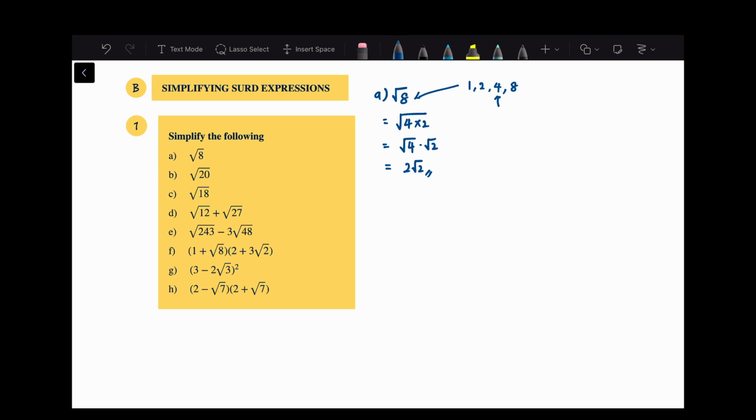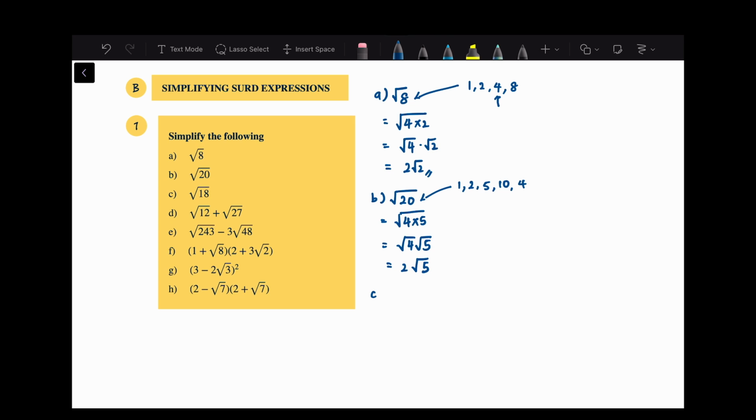Let's try another example. So for part B, square root 20, so think about the factors of 20 that can be square rooted. It could be 2, 5, 10, or even 4. So one of the factors that can be square rooted is actually 4. So we are going to take 4 multiplied by 5. Split them up just like the above question, and we will have 2 square root 5.